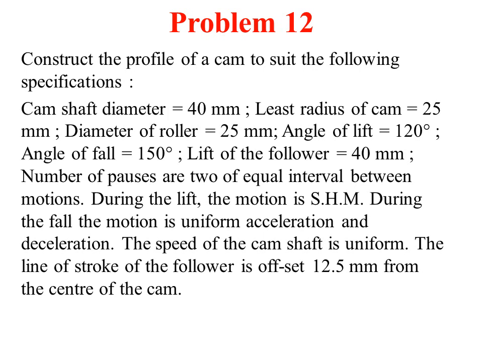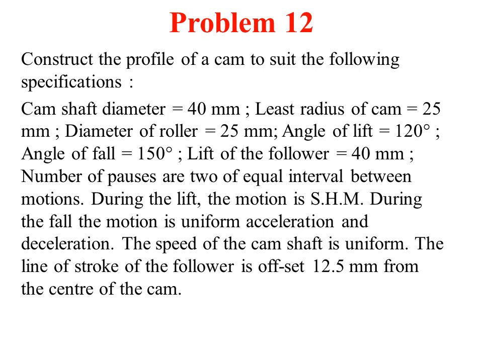Coming to the problem number 12 is given. Construct the profile of a cam to suit the following specifications. Cam shaft diameter equals 40 mm. Least radius of cam equals 25 mm. Diameter of roller 25 mm. Angle of lift 120 degree. Angle of fall 150 degree. Lift of the follower equals 40 mm. Number of pauses are 2 of equal interval between motions.